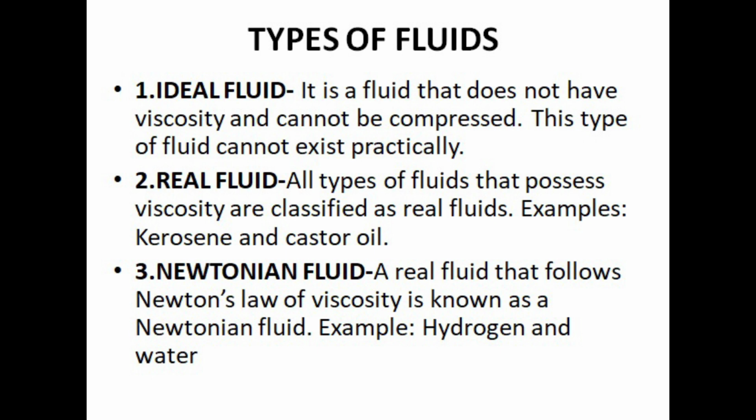Then we have Newtonian fluid. The fluids which obey Newton's law of viscosity. So we can say that a real fluid that follows Newton's law of viscosity is known as a Newtonian fluid. Now, what is Newton's law of viscosity? According to Newton's law of viscosity, the shear stress is directly proportional to rate of shear strain. So those fluids which follow this law are known as Newtonian fluids. That is, if we draw the diagram between shear stress and rate of shear strain, it will be a straight line. Examples are hydrogen and water.